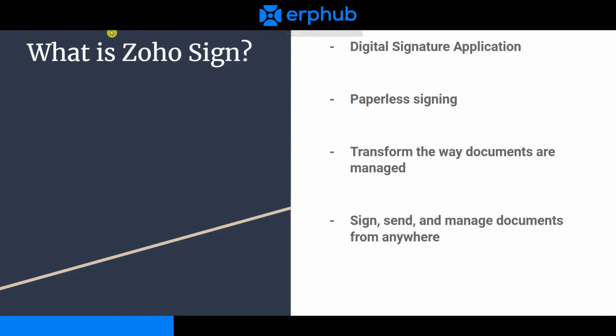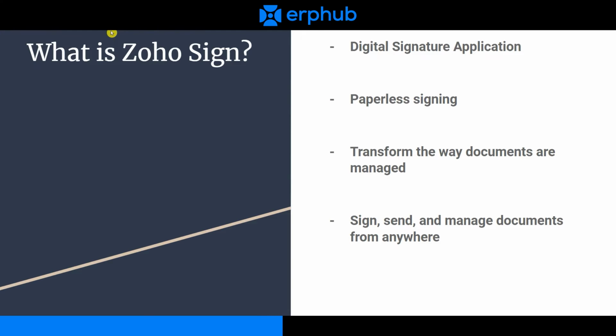Physical signatures are used for everything, from government documents to banking forms and job applications. However, manually signing and managing documents can be a pain for most businesses. This old-fashioned method of signing documents can be repetitive, difficult to scale, and a waste of time, money, and labor. With Zoho Sign, transform the way you manage your documents.